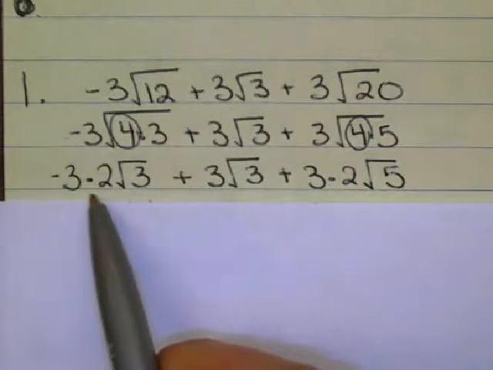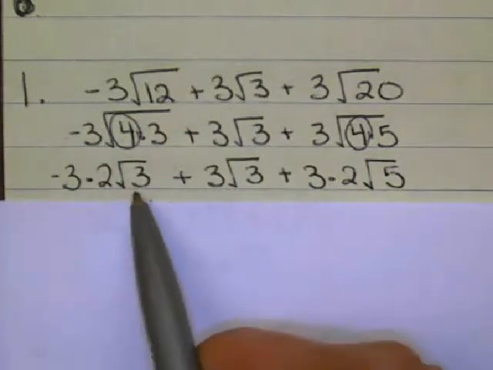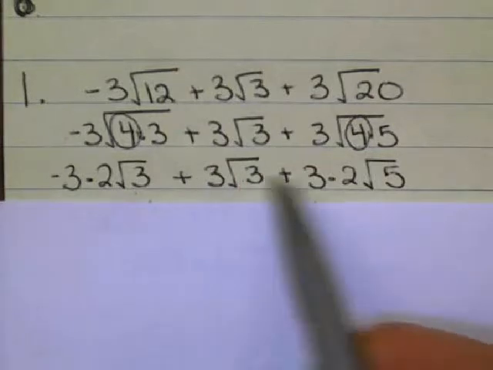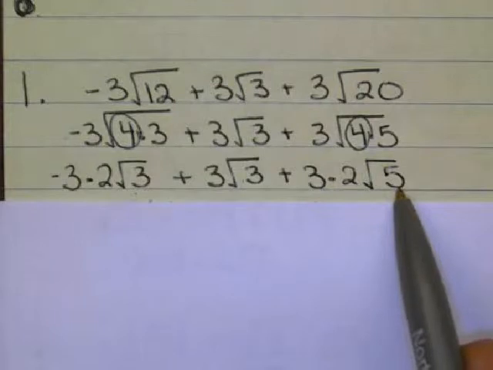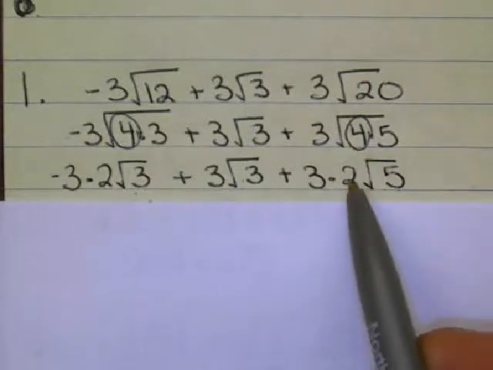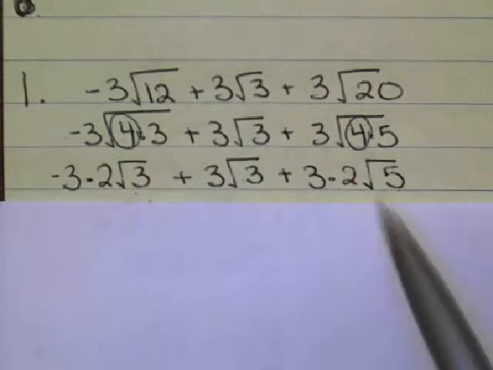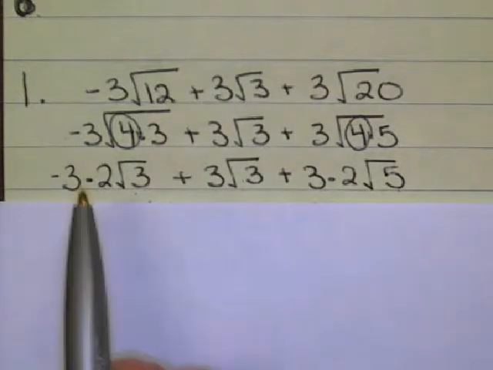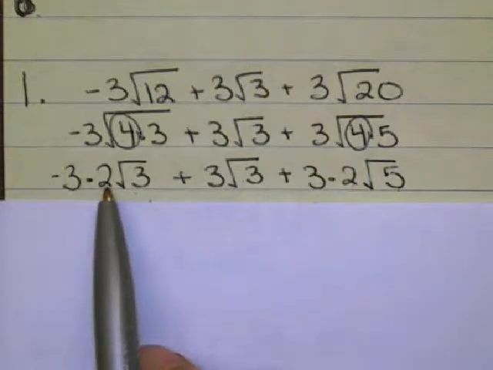So I have negative 3 times 2, because the 4 comes out, it becomes a 2, radical 3, plus 3 radical 3, plus 3 times 2, radical 5. And again, this 2, because when the 4 comes out, it becomes a 2. Or think of it as the square root of 4 is 2. Now I'm going to simplify what's on the outside. So negative 3 times 2 is negative 6.